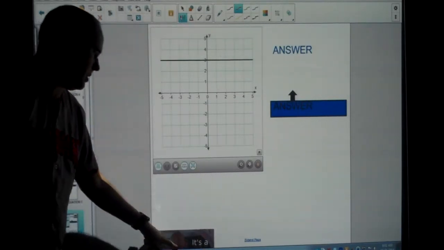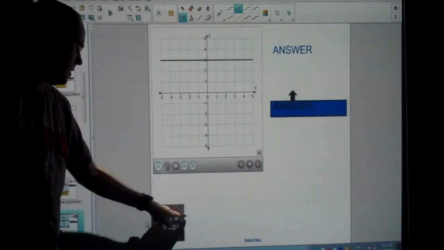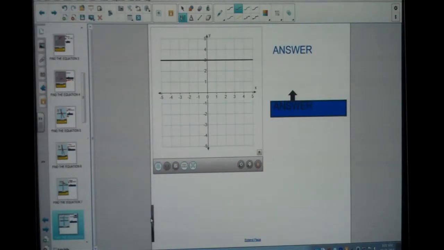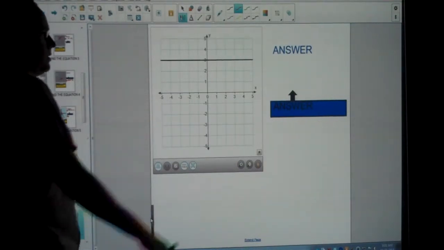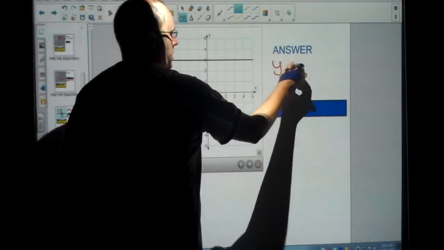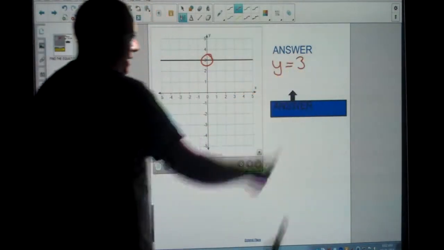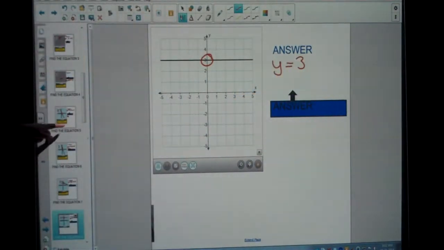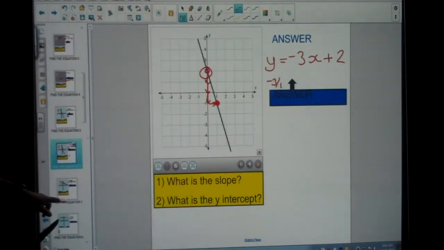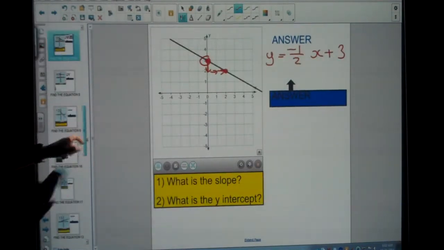Now for this one here, this is one of our special cases because it goes straight across, so we're not going to use slope intercept for this one. We should know that horizontal lines begin with y equals, and then it's just the number it passes through on the y-axis. Oops, I missed something.